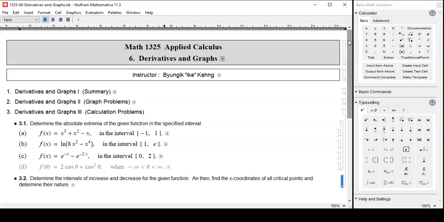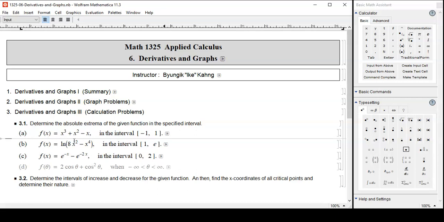Which is easier? Absolute maximum, absolute minimum are easier. So I'm going to do that first, even though in our textbook it is the other way around. In the textbook, we do local maximum minimum before absolute maximum minimum, even though that's much harder. Okay, let's determine absolute extrema of the given function. Okay, how do we do that?